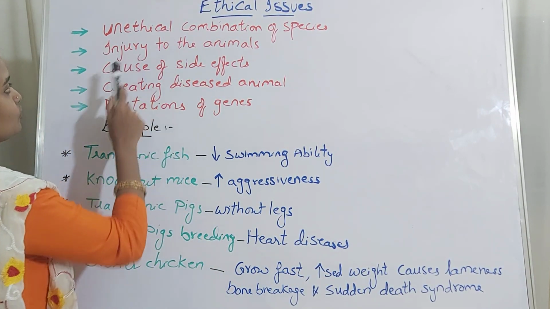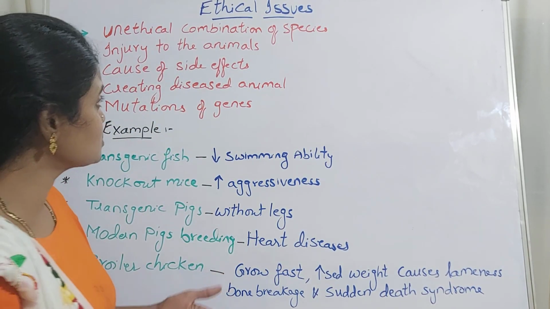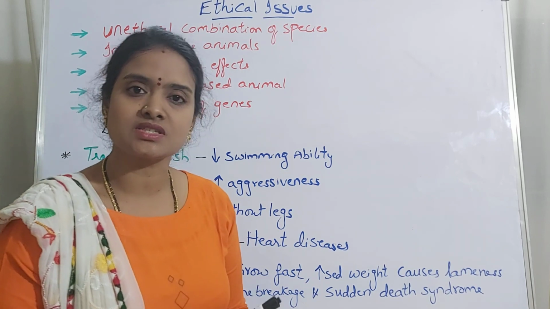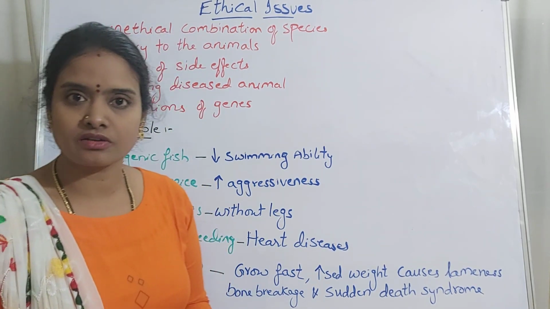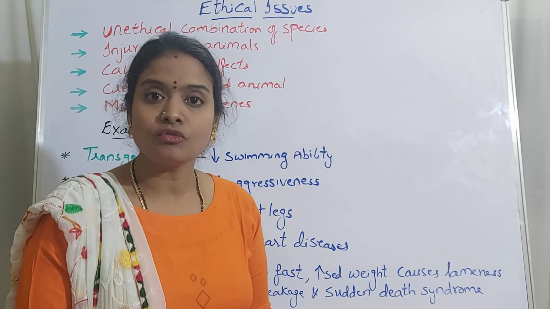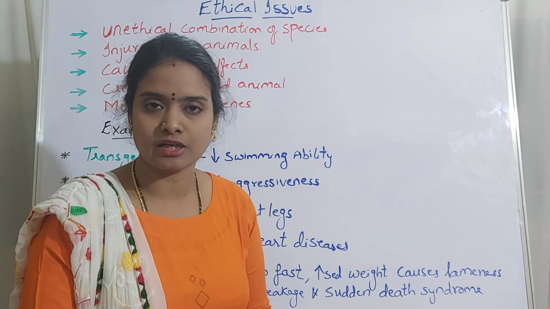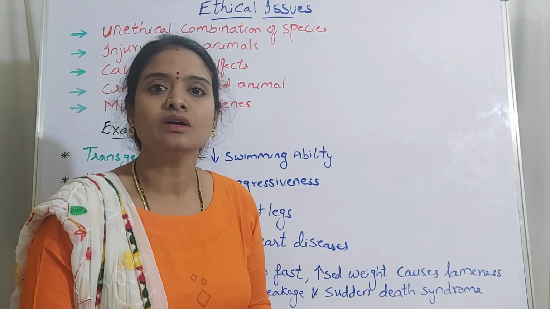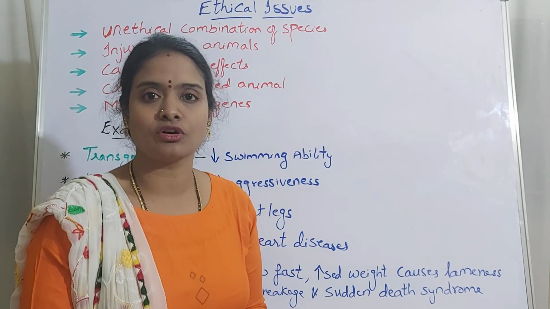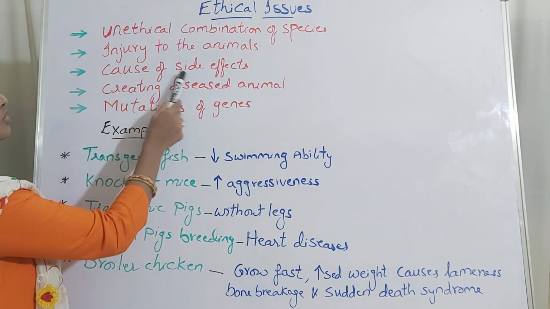And the second one is injury to the animals. Though we are producing transgenic animals for the sake of drug discovery or pharmaceutical product testing, what we are doing is torturing the animal. That means we are testing on the animals, and it may lead to side effects or death of that particular animal. So again, the third one is cause of side effects.